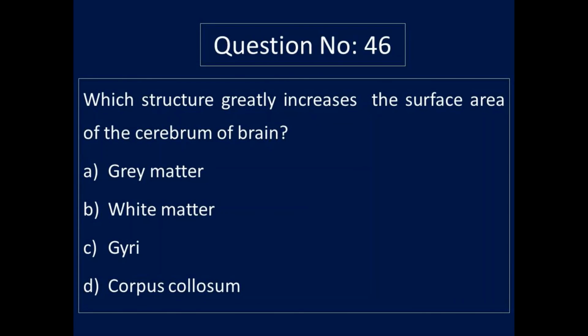Question number 46. Which structure greatly increases the surface area of the cerebrum of brain? Option A, grey matter; option B, white matter; option C, gyri; and option D, corpus callosum. Option C, gyri is the correct answer. Gyri increase the surface area of cerebrum.